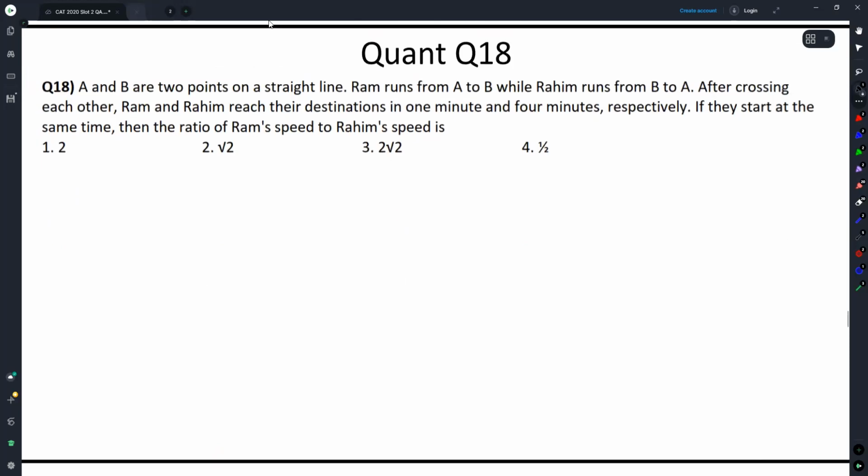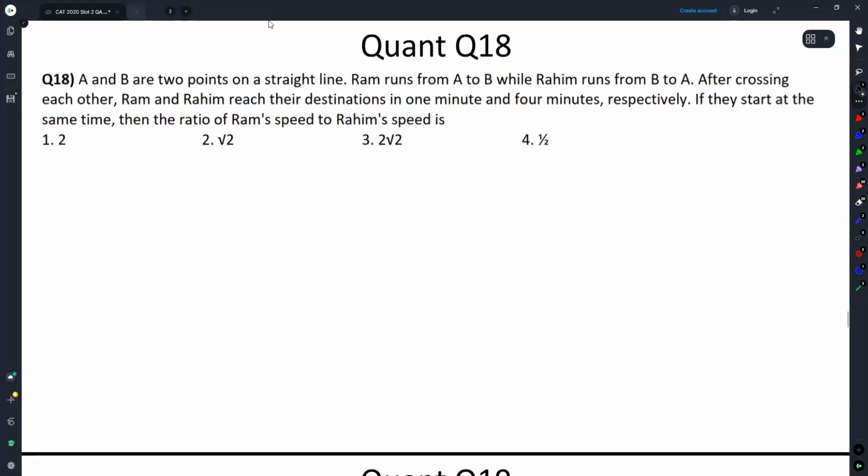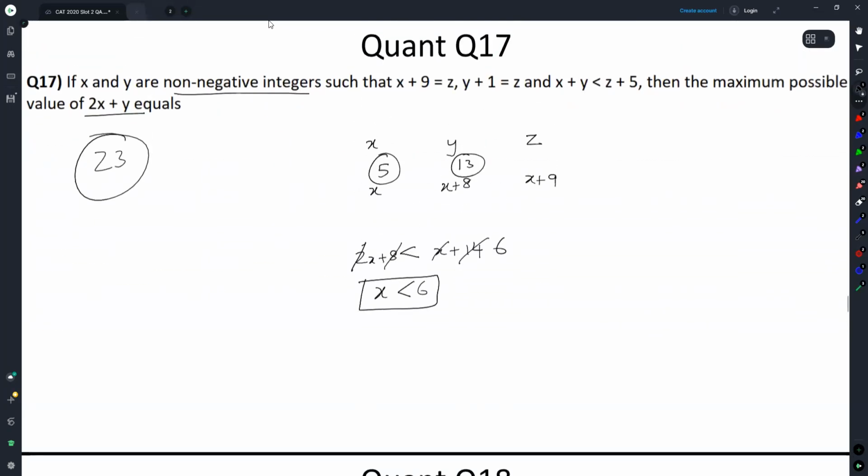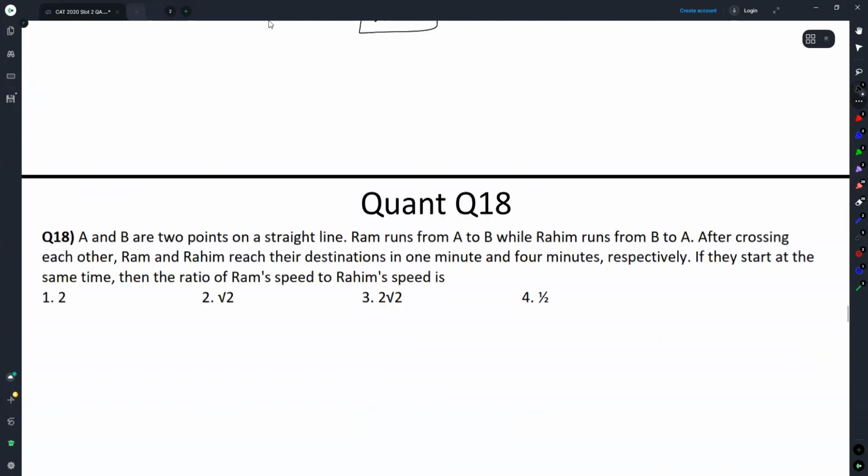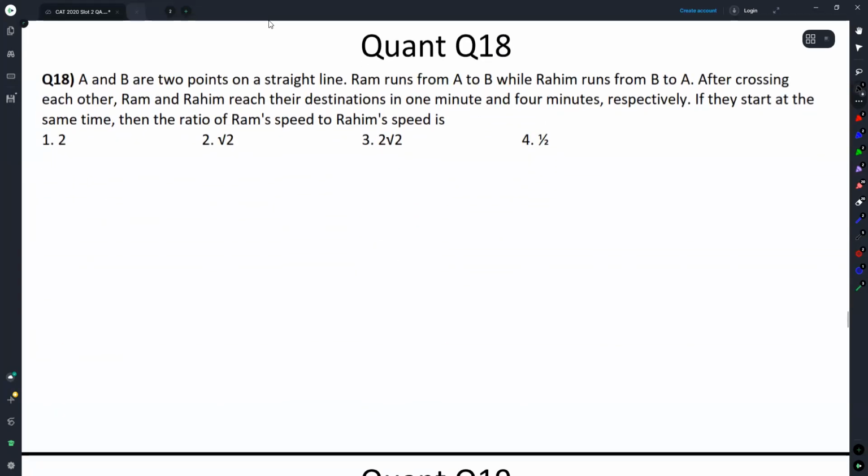There are simpler questions. There are definitely simpler questions later on. A and B are 2 points on a straight line. Ram runs from A to B, while Rahim runs from B to A. After crossing each other, Ram and Rahim reach their destinations in 1 minute and 4 minutes respectively. If they start at the same time, then the ratio of Ram's speed to Rahim's speed is option 1, 2.